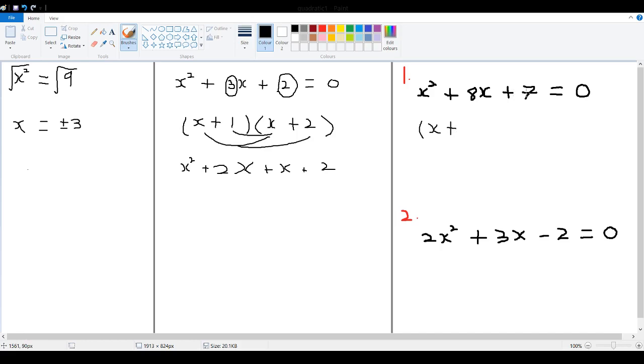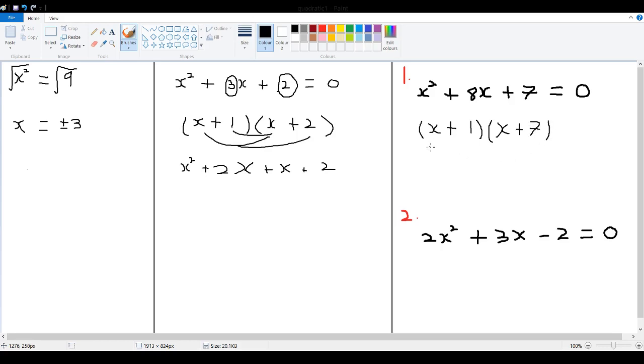Well, let me see. I mean, 2 and 4 don't work, because that gives 8. So maybe 1 and 7, that would work. 1 and 7 would work. And oh, look, 1 and 7 also add to give 8. So that seems like a very good try indeed. So let's try 1 and 7. So we've got x plus 1. And it obviously doesn't matter which order you put the numbers in the brackets in this case, because it's the same whichever way around. And then we have x plus 7.